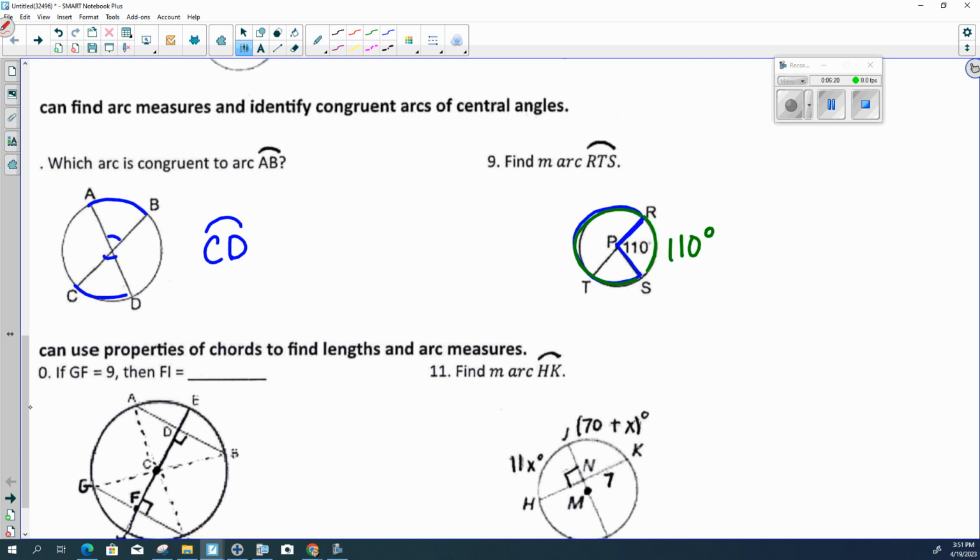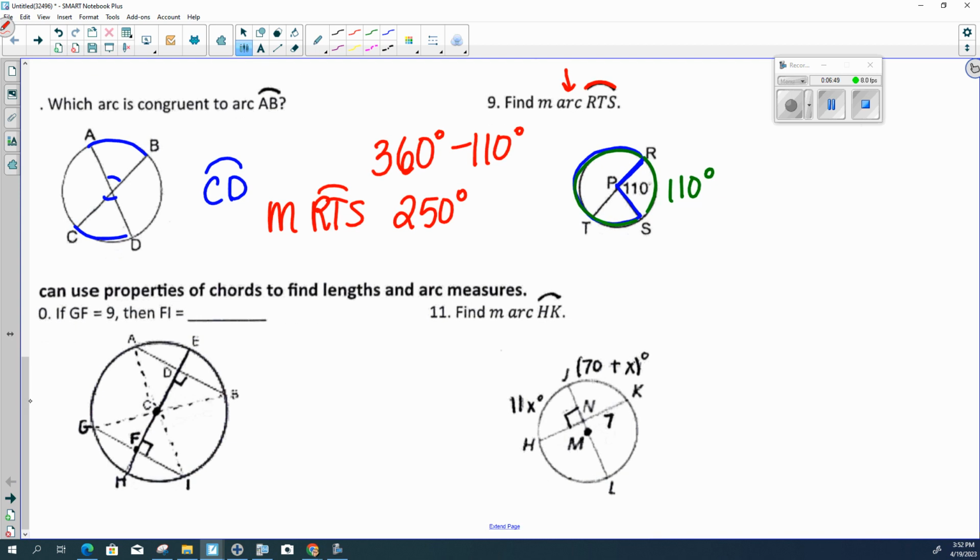Hopefully you can remember that the entire circle is 360 degrees. So if I take away the piece that I do know, the 110, I'm left with the measure of arc RTS. Now, the only reason I put that word there, you don't need it. I don't know if you can tell, I had to draw this in with my pen. My computer didn't have that notation on it. So normally you don't have to write the word arc.